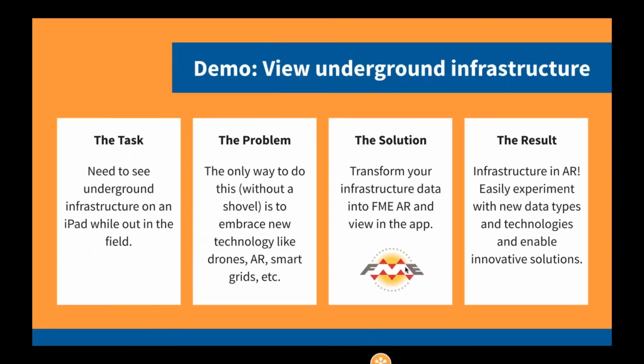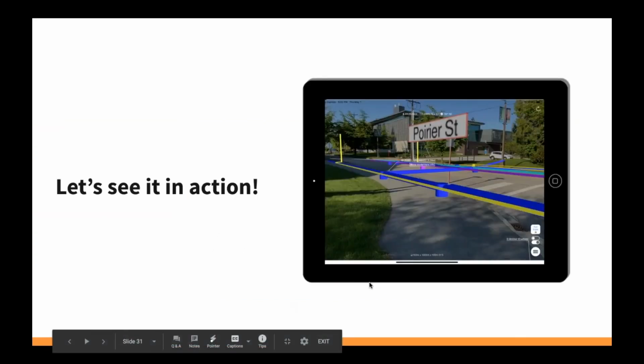So let's look at what our scenario expert, Dimitri, has come up with. The task for this demo is that we need to see underground infrastructure on an iPad while out in the field. The only way to do this without a shovel is to embrace new technology. So the solution is to transform your infrastructure data into FME AR and view it in the app. So the result then is that you can see underground infrastructure in augmented reality. By transforming your data in FME, it's easy to experiment with new data types and technologies and enable innovative solutions. I've got a video of this in action.